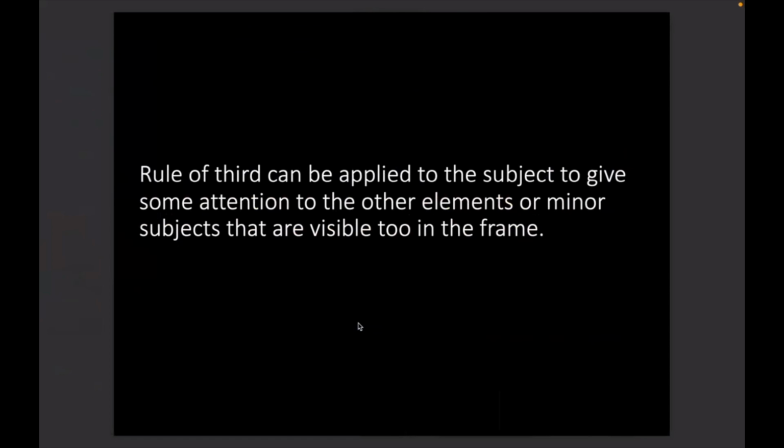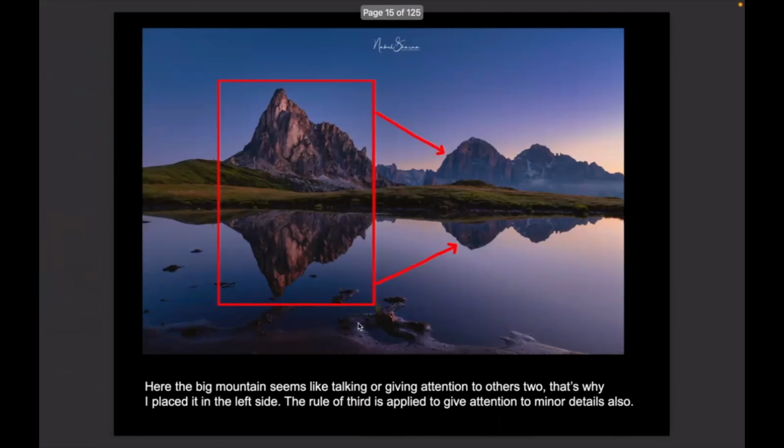The rule of thirds can be applied to the subject to give some attention to the other elements or the minor subjects that are visible in the frame. Like this picture, if we say it was my dream place, it is from Dolomites. Instead of putting my main subject into the middle, I prefer to put it on the left side.